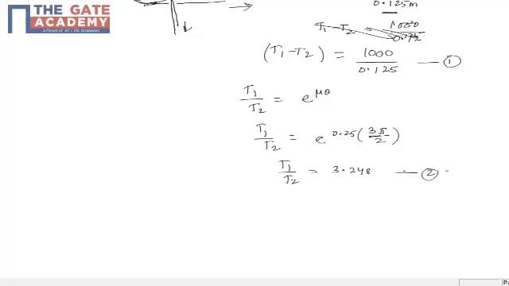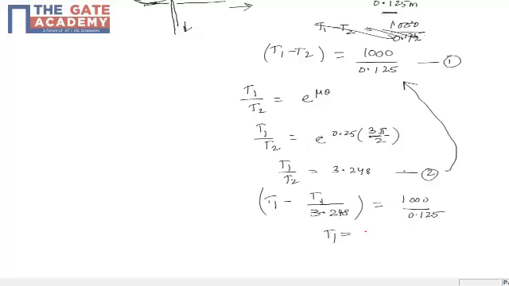Now we want to get the maximum tension, so eliminate T2. So in the first equation it is T1 minus T1 by 3.248, which together is 1000 by 0.125. If I calculate this value, I am getting close to 11.56 kilonewton. So this is the maximum tension. So the answer for this is D.